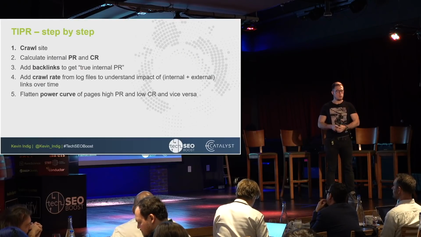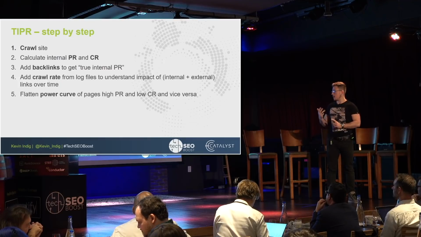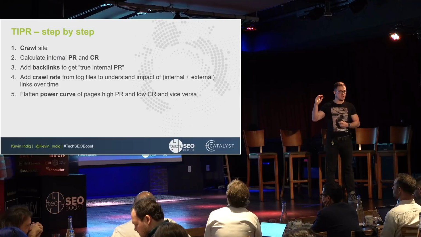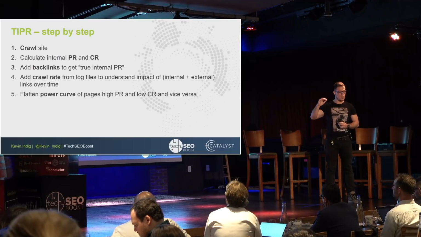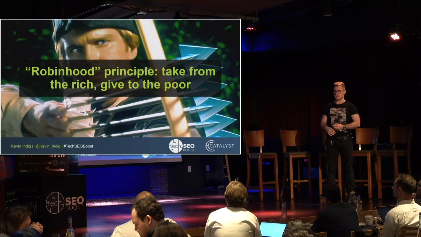So in the first step, you want to crawl your site. You want to calculate the internal PageRank and CheiRank. You want to add backlinks from whatever source you wish. You want to add the crawl rate, and then you want to identify the pages that are the strongest and the weakest, and kind of flatten this power curve. And I'll show you a couple more stats to make it a bit more understandable.